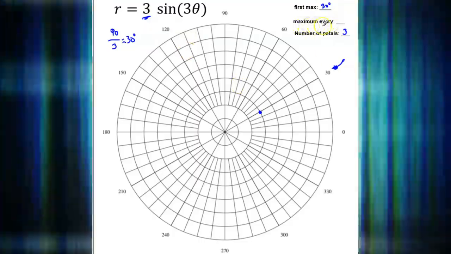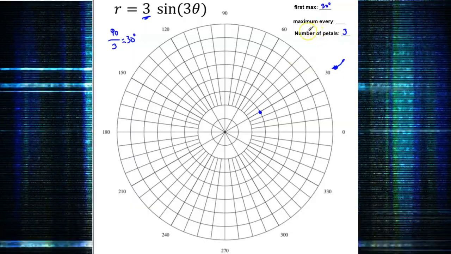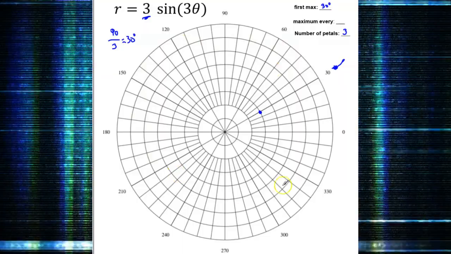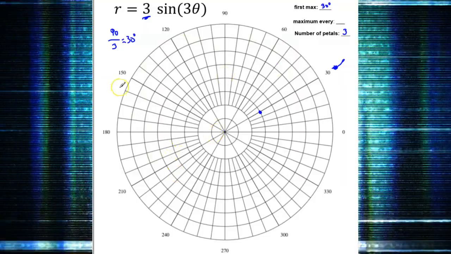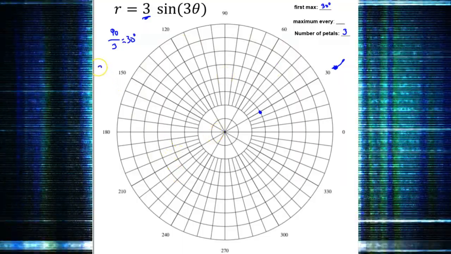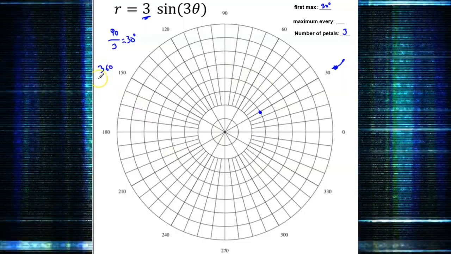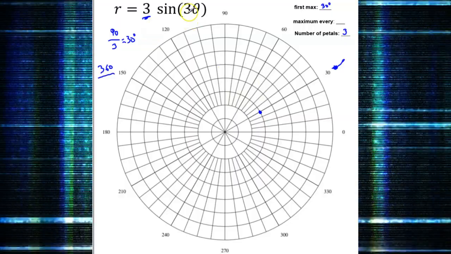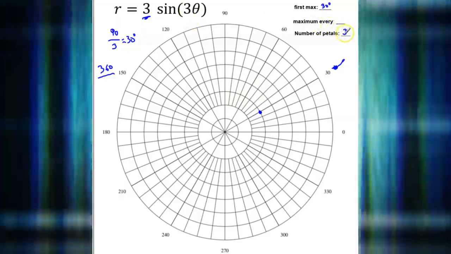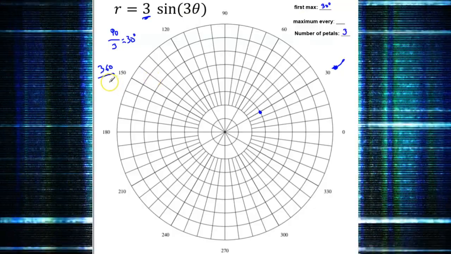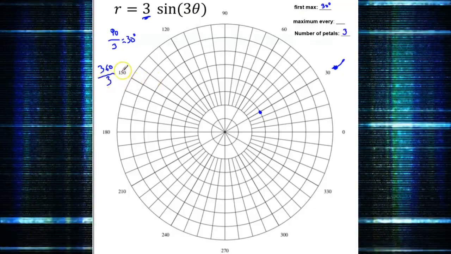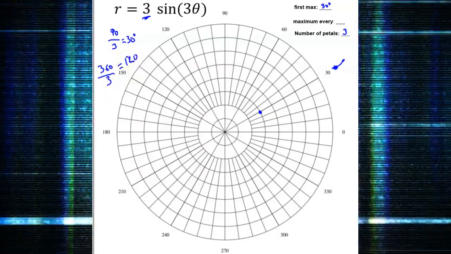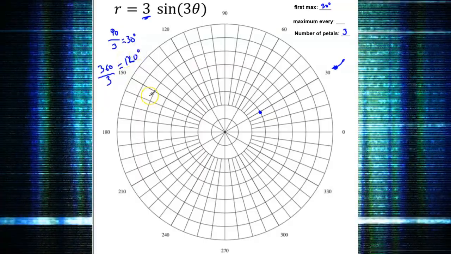To get the next maximum, we're going to need to go basically according to the symmetry of the graph. For 360 degrees, if we have 3 petals, that means we're going to have to take that 360 and split it equally between the 3 petals. So we're going to have to do 360 divided by 3. And so we're using that same 3 that we got here, and that's going to end up giving us 120 degrees. So that number of petals value is what we're dividing by.